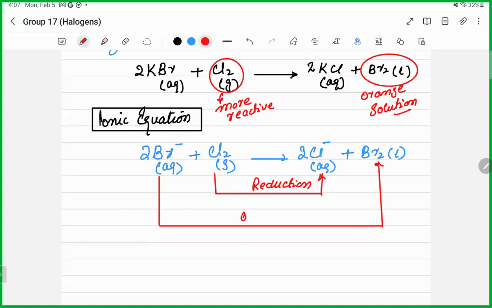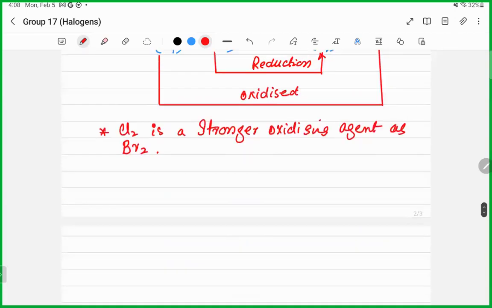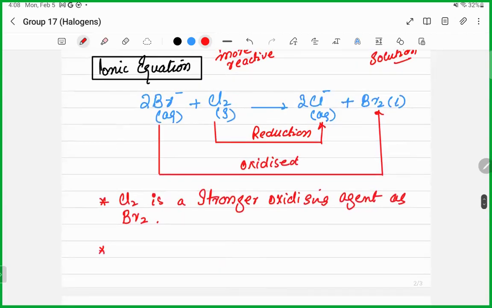Bromine getting oxidized. ठीक है? तो can I say that chlorine is a stronger oxidizing agent than bromine? That's why उसने bromine को oxidize कर दिया. I can write another statement as well.